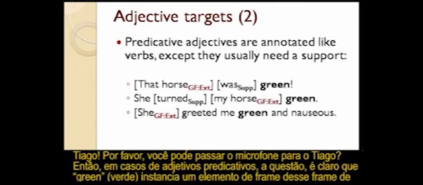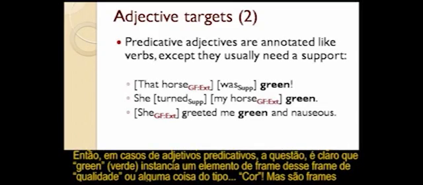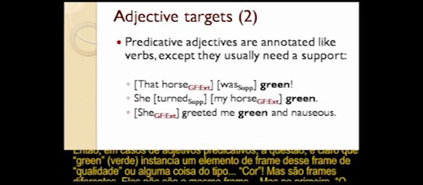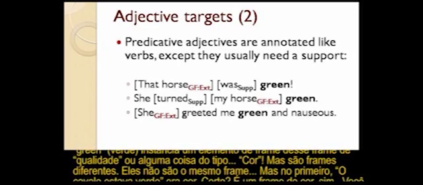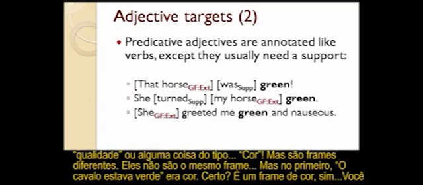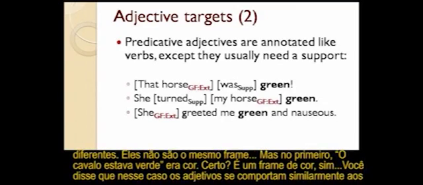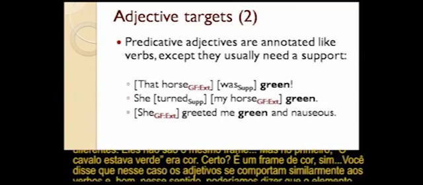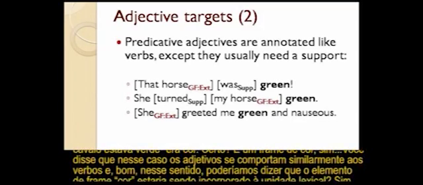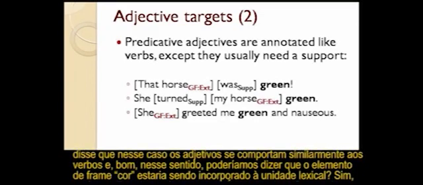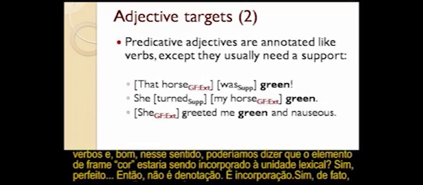In the case of predicative adjectives, the question is, of course, green instantiates a frame element of this frame of, I don't know, quality or something like color. These are not all the same frame. But for the first one, that horse was green, it's color, correct? That's the color frame, yeah. So you just said that in this case, adjectives behave similar to verbs. That's right. So in this sense, would we say that the frame element color would be incorporated to the lexical unit? That's exactly right.